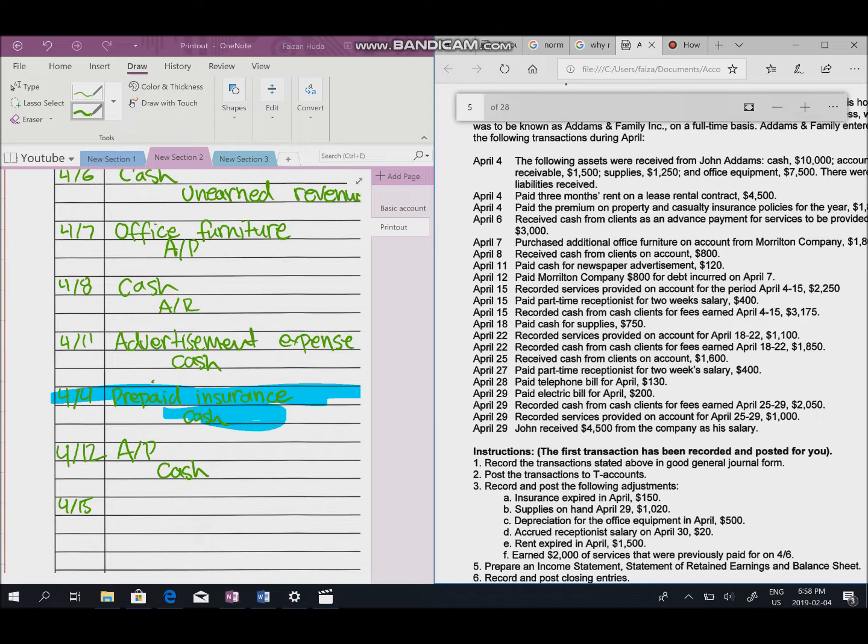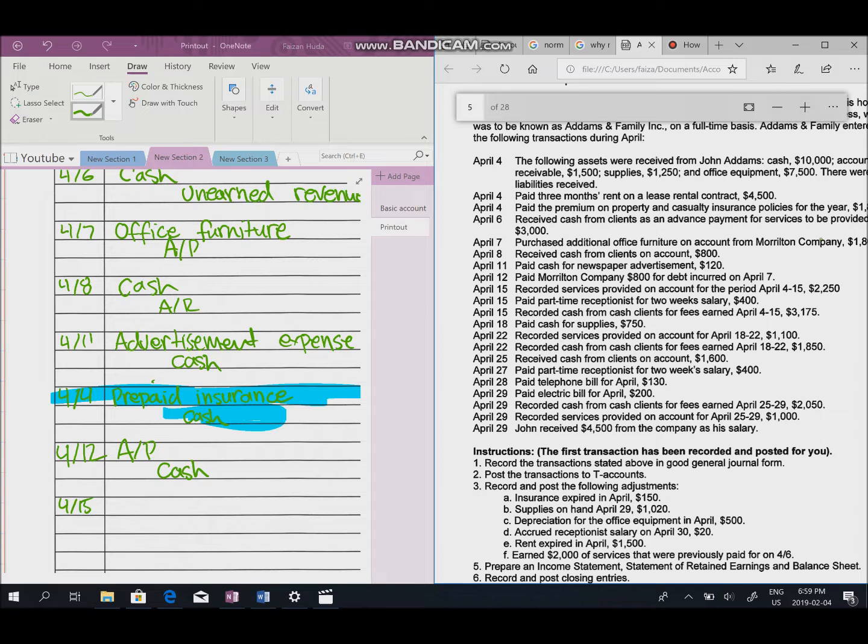So we recorded service provided on account for the period April 4th to 15, $2,250. Keyword here is service and on account. Every time you provide or sell something on account, we're automatically talking about the accounts receivable account. Accounts receivable is our asset account. To increase it, you debit the amount, and to decrease it, you credit it.